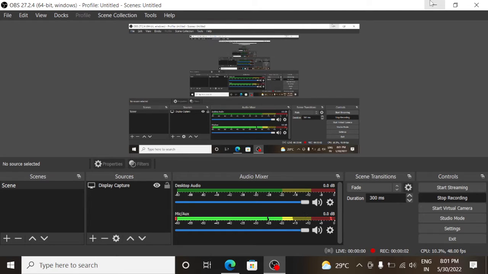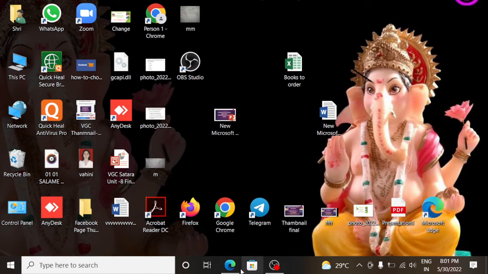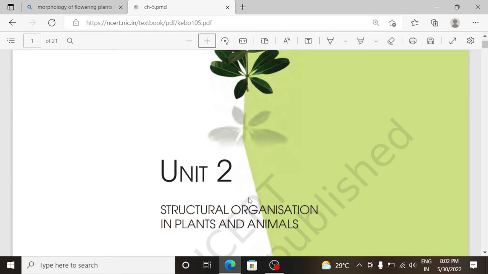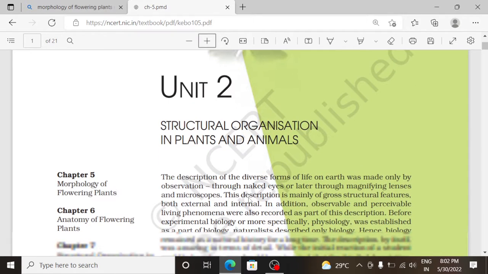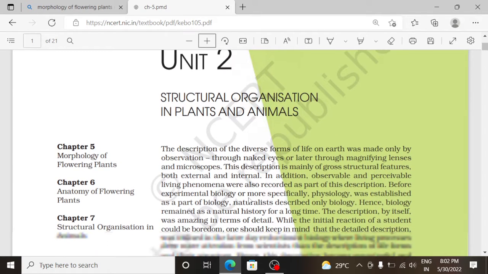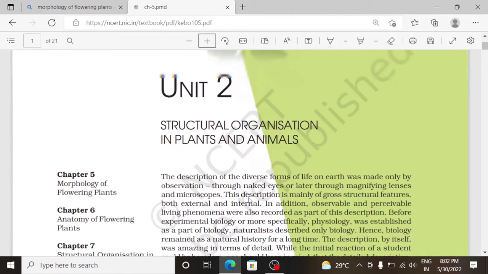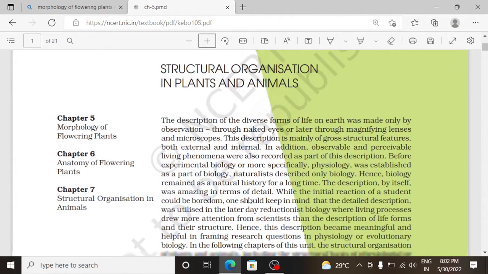Hello everyone, and now we are going to start the next unit, that is structural organization in plants and animals, and it is a very interesting unit. And we have just finished unit 1 of the biology, that is the diversity in living organisms, and it was really a great, exciting journey to complete the unit 1. And now we will complete the unit 2, structural organization in plants and animals.